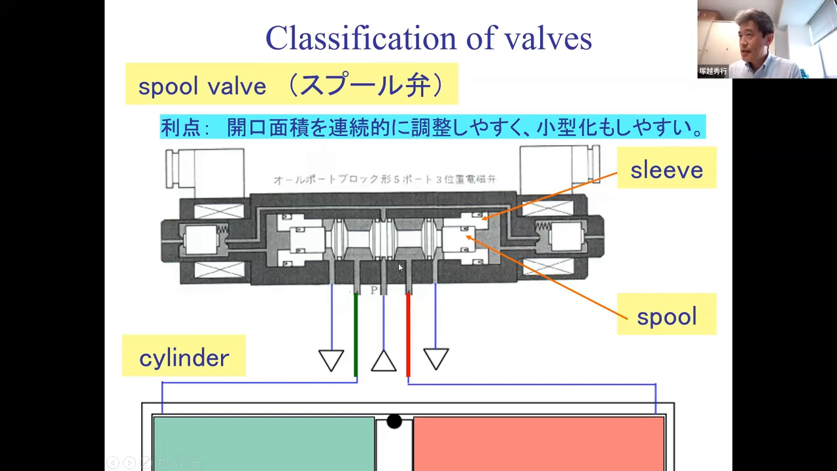So the big advantage of this valve is that the connected area can be changed continuously in proportion to the spool displacement. Therefore, the flow rate is easy to control. But the difficulty is that leakage tends to occur at this sealing point.